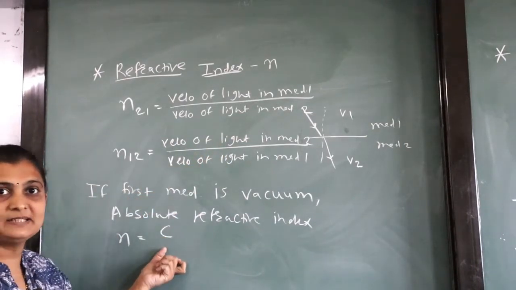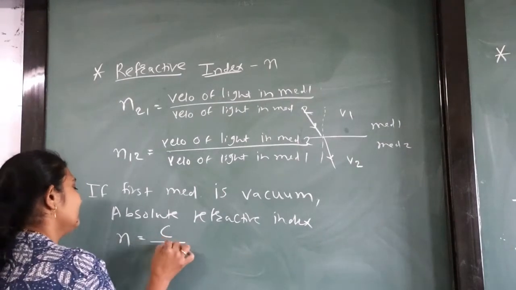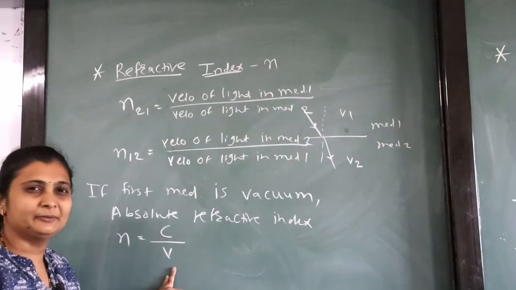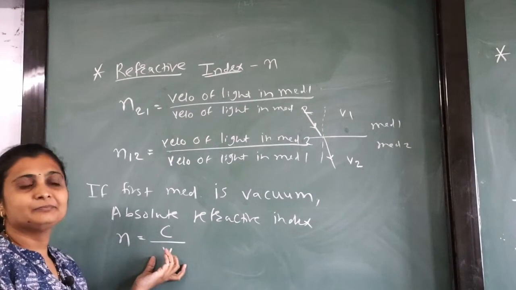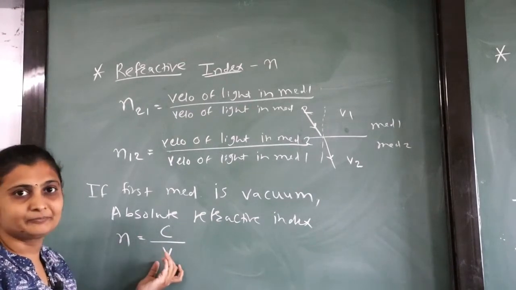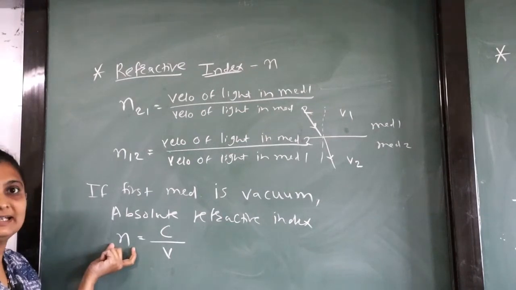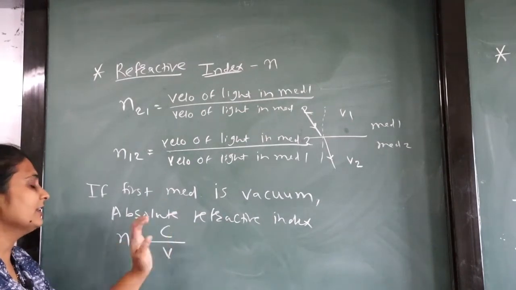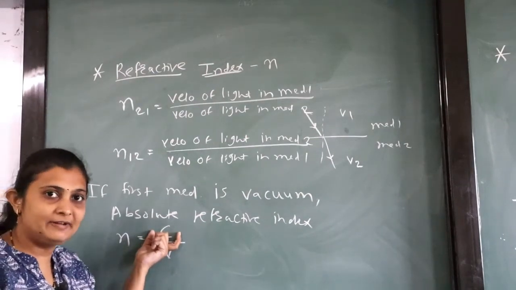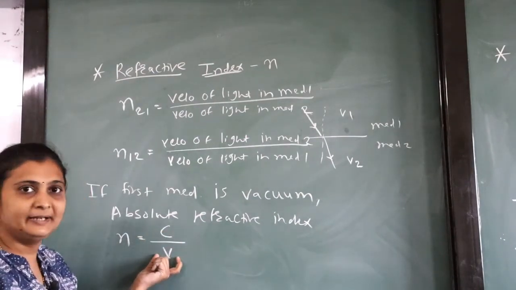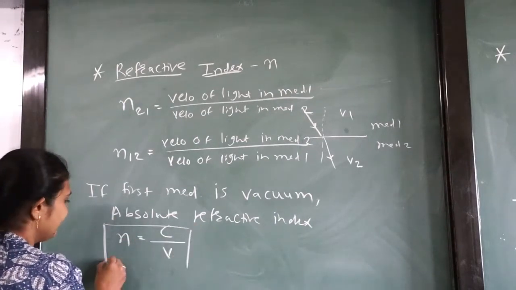And what is the value of c? 3 into 10 raised to 8 meter per second. And here v is the speed in any medium, air medium, glass medium or water medium. This is the absolute refractive index, which we simply call the refractive index. c is the velocity of light in vacuum, and v is in any medium.